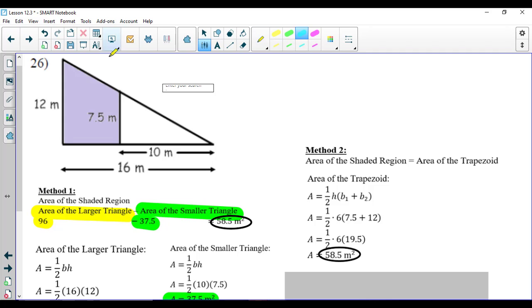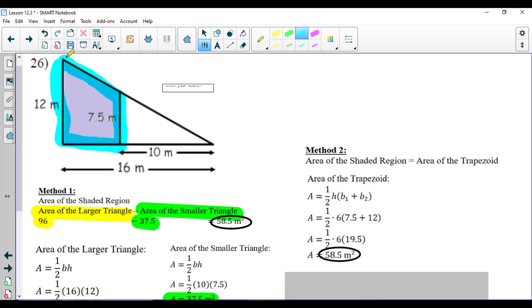So for this, we're looking at this region here, and the lengths of the parallel sides are 12 and 7.5, so you can see that I plugged them in here. And the height of the trapezoid is 6. That's the distance between the two parallel sides, so that's this segment right here. Well, I know all of this is 16. The non-shaded part is 10. 16 minus 10 is going to get us 6.